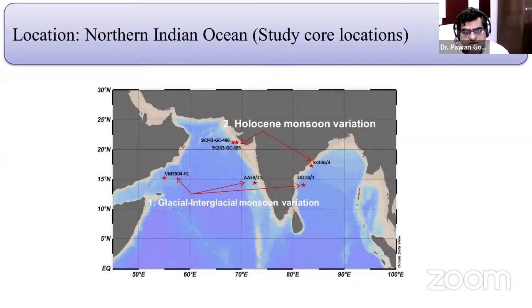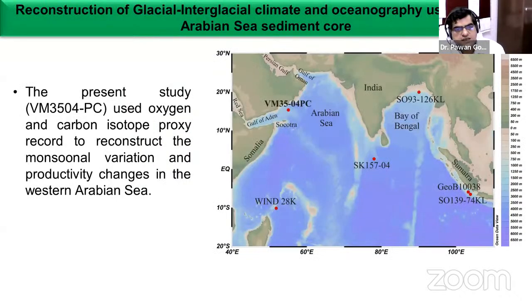So these are the core locations from the marine area on which I have worked in the northern Indian Ocean, from Arabian Sea and Bay of Bengal. So as I said earlier, I am going to talk first about glacial-interglacial monsoonal variation, and then the second topic I will take up is Holocene monsoon variation. So in this, I am going to start first with one of the cores from the Western Arabian Sea, SK, BM3504PC. In this present study, we have used oxygen and carbon isotope to reconstruct the monsoonal variation up to the MIS-6.